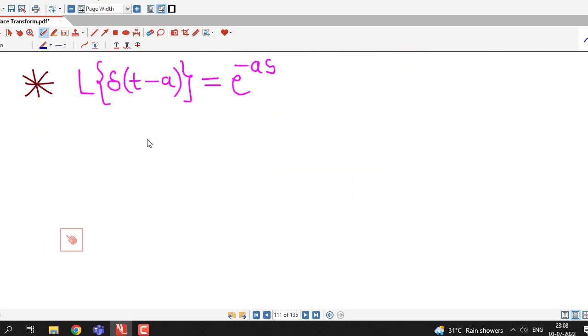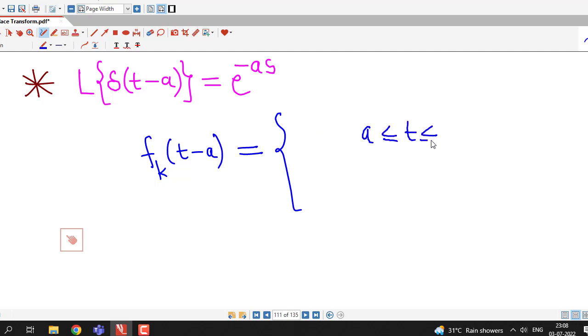Now we are interested in the Laplace transform of Dirac delta function. We can prove that the Laplace transform of Dirac delta function is given by e raised to minus as. For that, first we find the Laplace transform of this function, and then we will take its limit as k tending to 0. So again we recall this, we define it as non-zero in the interval a to a plus k and 0 outside this interval.